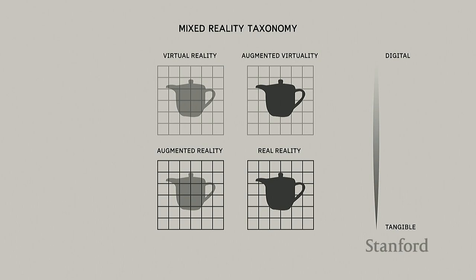Augmented reality is where you are embedding digital objects in real space, and then real reality is the consensual reality that we're all in right now. Hopefully, I don't know. We can make a simulation. And this is all called mixed reality.